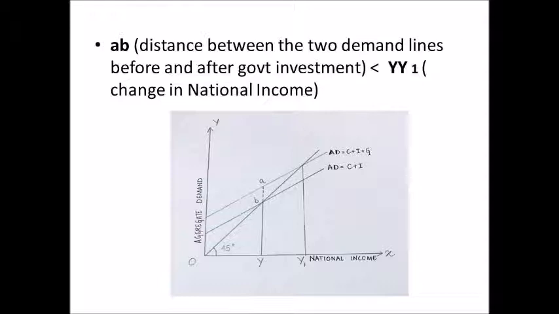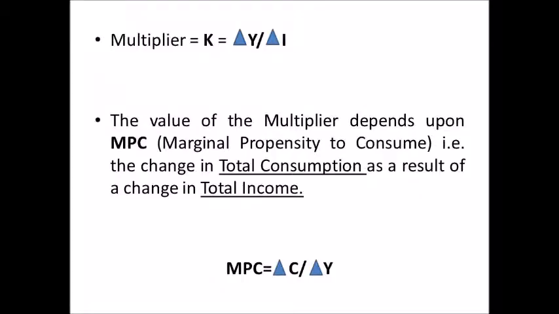This is the multiplier effect. National income grows proportionately larger compared to the initial government investment. Multiplier is denoted by the letter K. It is the change in income due to change in investment. With increase in national income, individual income also increases. This leads to change in consumption pattern.